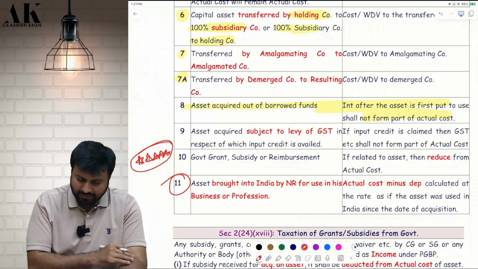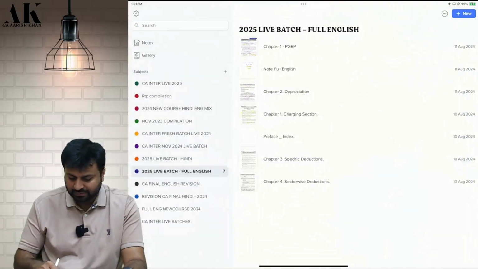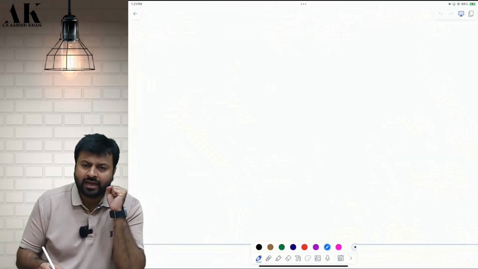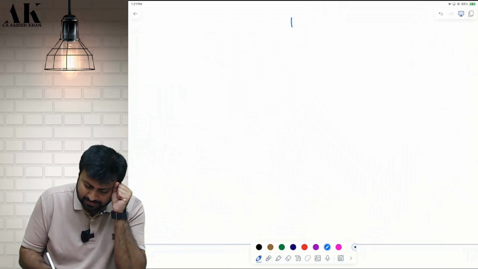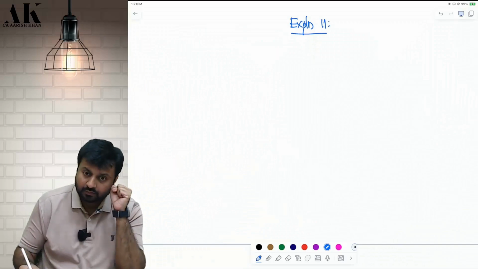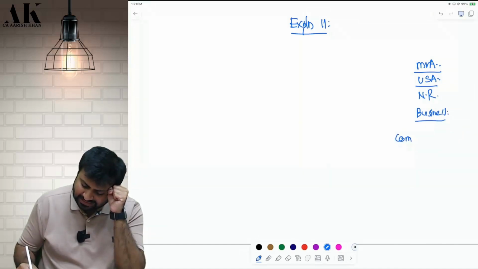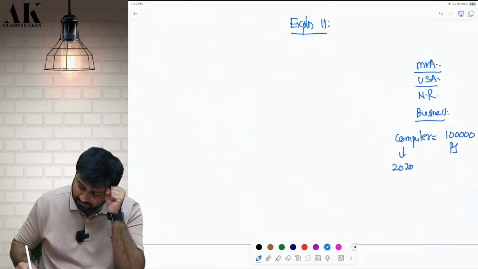What is that less important explanation? It is explanation 11. Let me explain what explanation 11 is first of all. Pay attention on the board, please, all of you. Explanation 11, Section 43(1). Suppose there is a person, Mr. A, who stays in United States and he is non-resident obviously and he does business over there. For the purpose of business, he might have purchased some computers few years back for 1 lakh rupees as per Indian rupees, say in 2020-21.